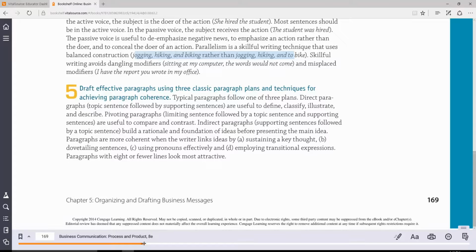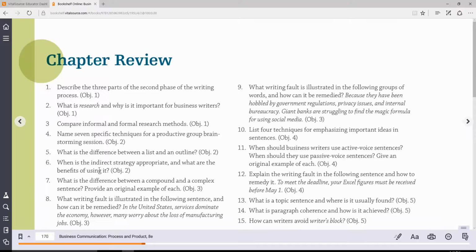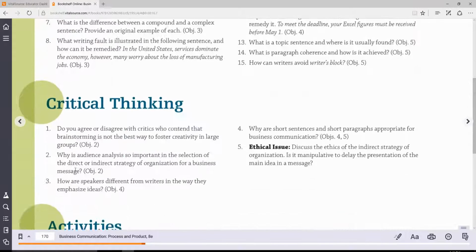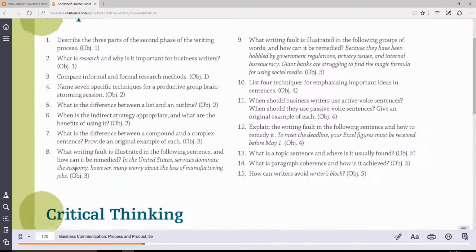And then page 170 provides a chapter review where you can find short little things to help you get to the objectives. And then you're into the activities, and we've already talked about the activities for this chapter.